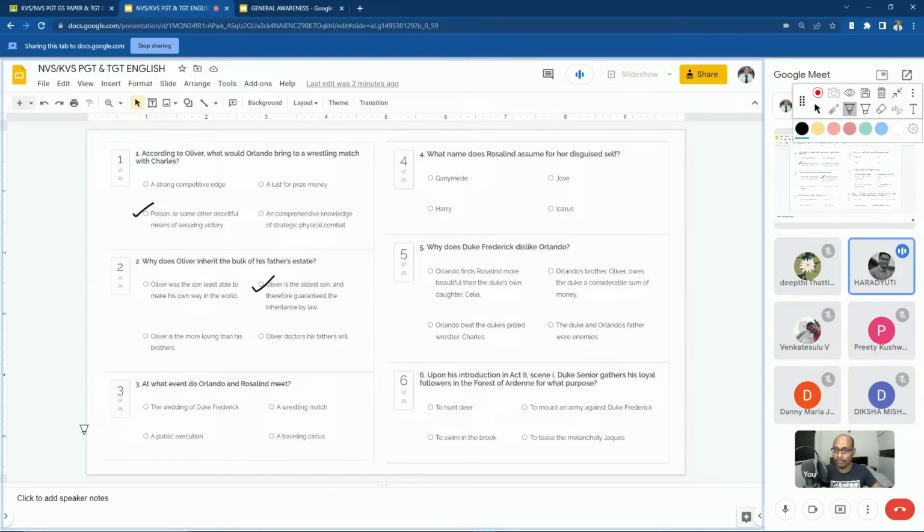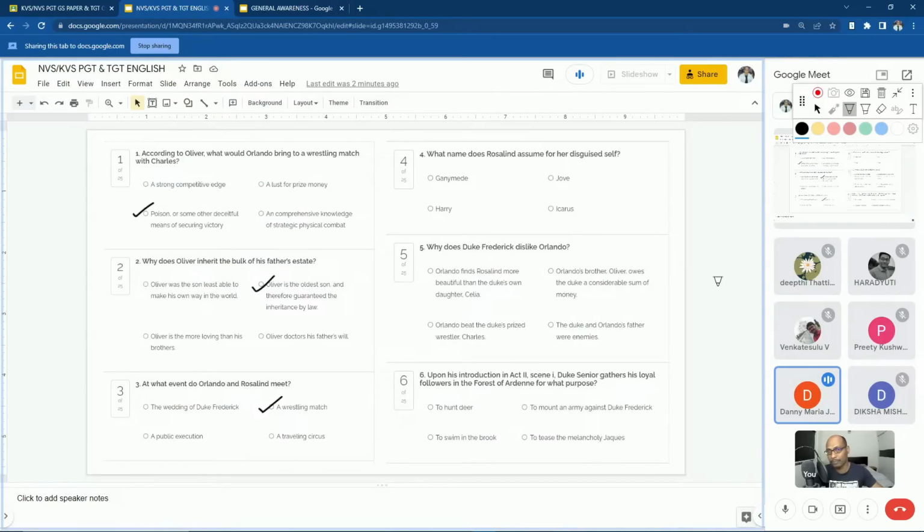At what event do Orlando and Rosalind meet? The wedding of Duke Frederick, wrestling match, public execution, traveling circus. It will be a wrestling match. Right. It's a wrestling match. Good. Next, Danny ma'am. Fourth question, no, sir? Yes, fourth, fifth, sixth, three questions.